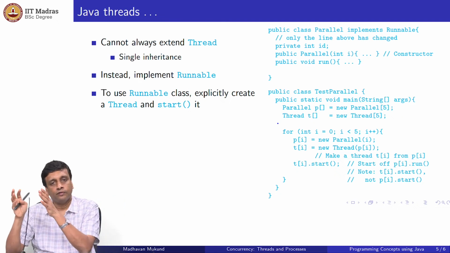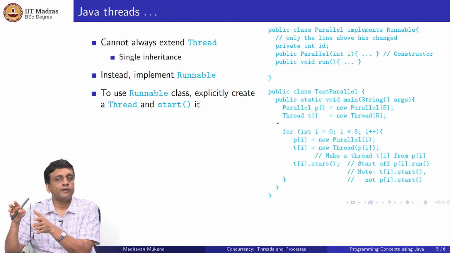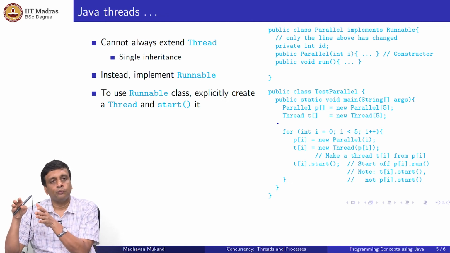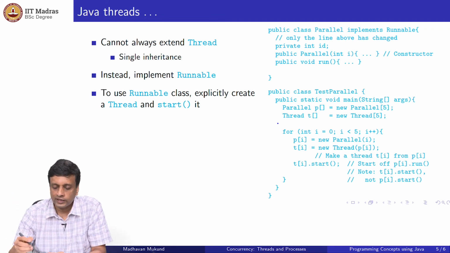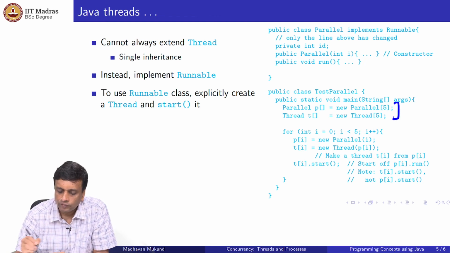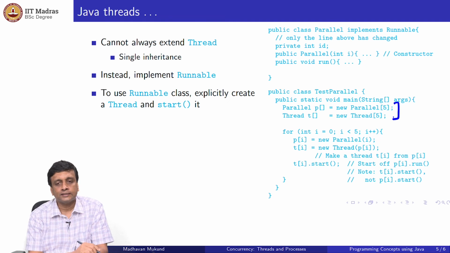Now I have to have 5 thread objects and 5 of these parallel objects which implement Runnable, and for each object I have to pass it. So I have to create a thread object by passing this to the constructor. So here is what happens now. I have now 2 things here. I have an array of parallel objects and I have an array of threads of the same size.